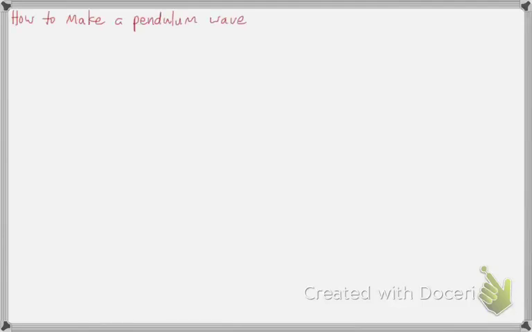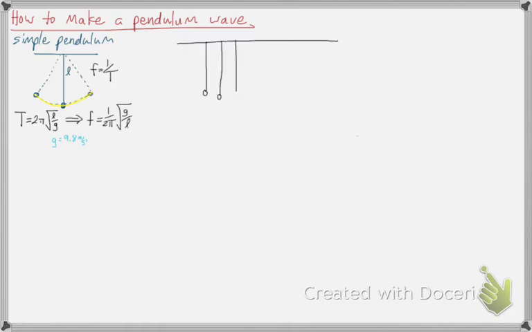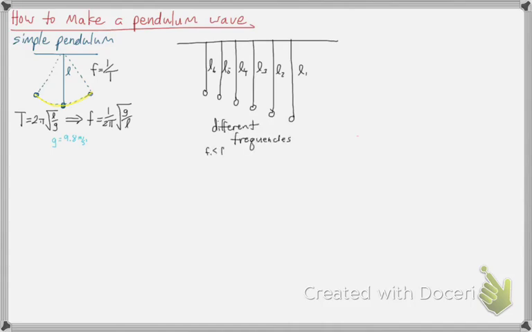How to make a pendulum wave. So the period of a pendulum is determined by its length in a uniform gravitational field. That naturally determines its frequency. Imagine a series of pendulums, different lengths. They'll have different frequencies of oscillation.